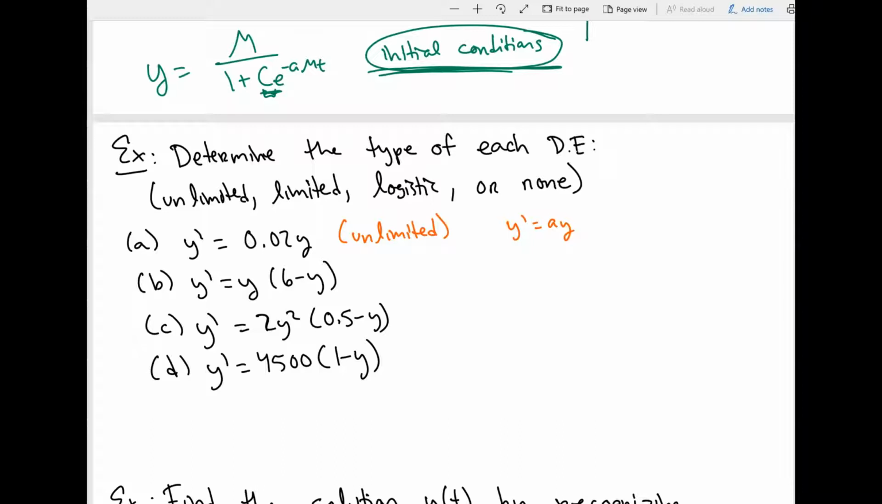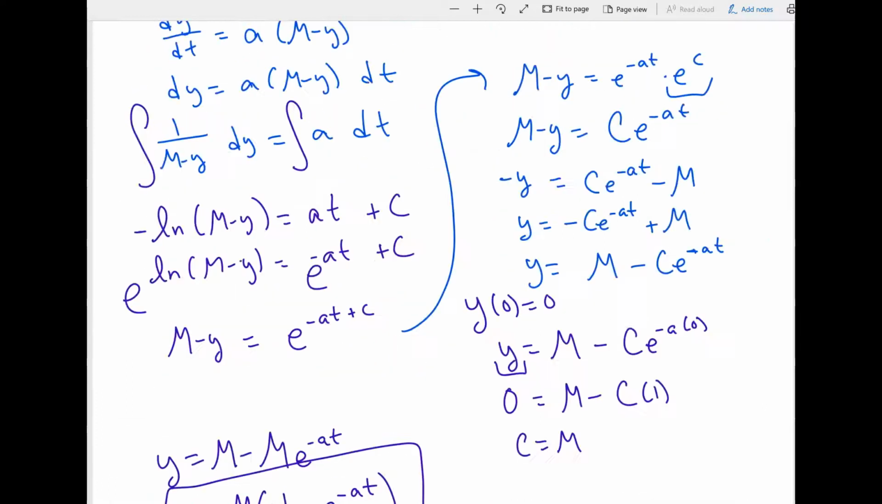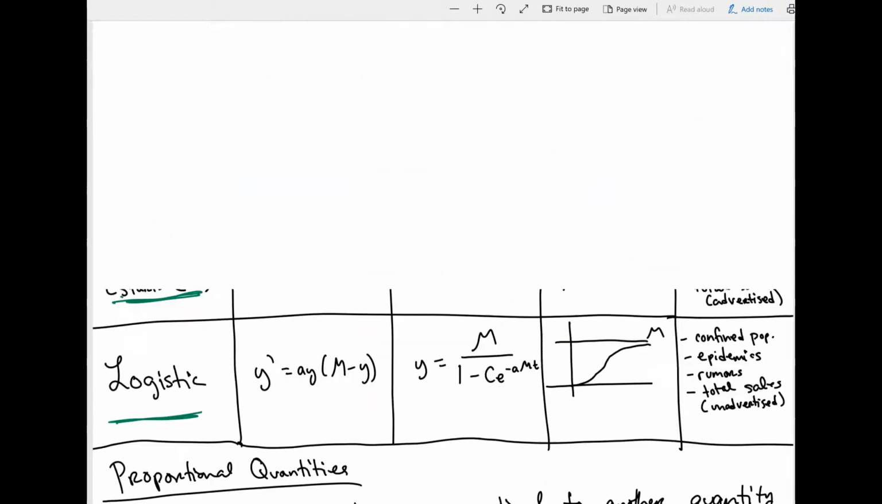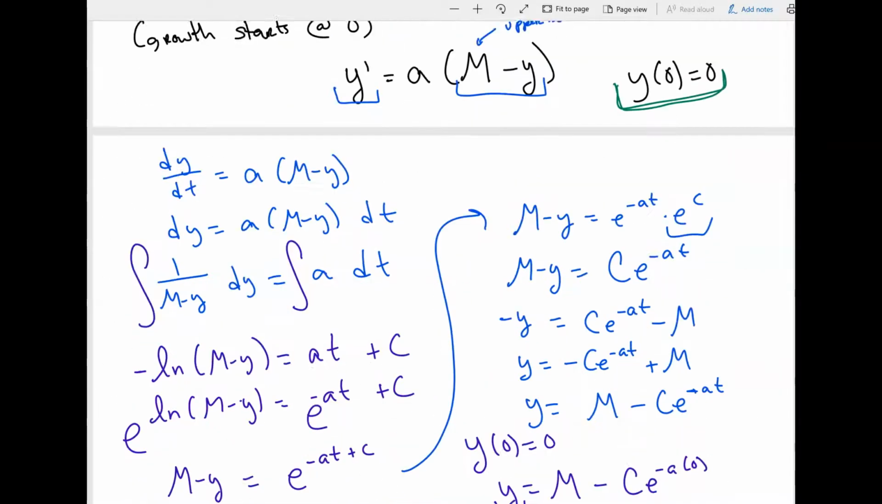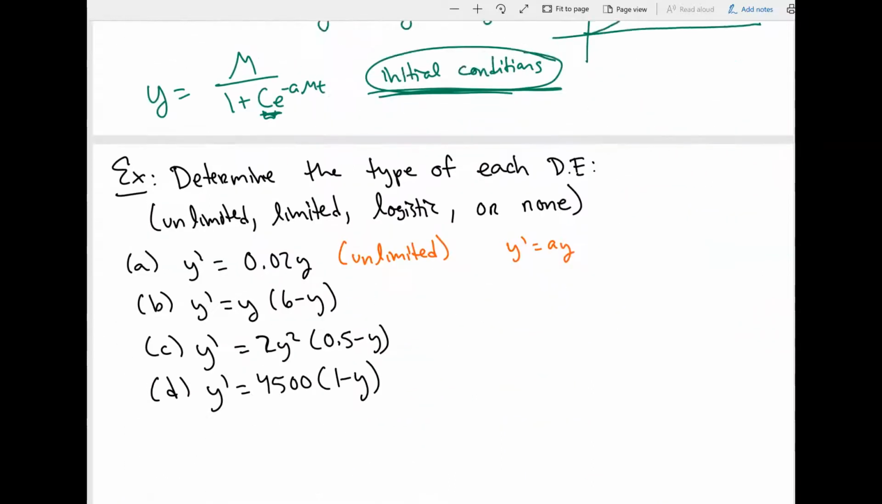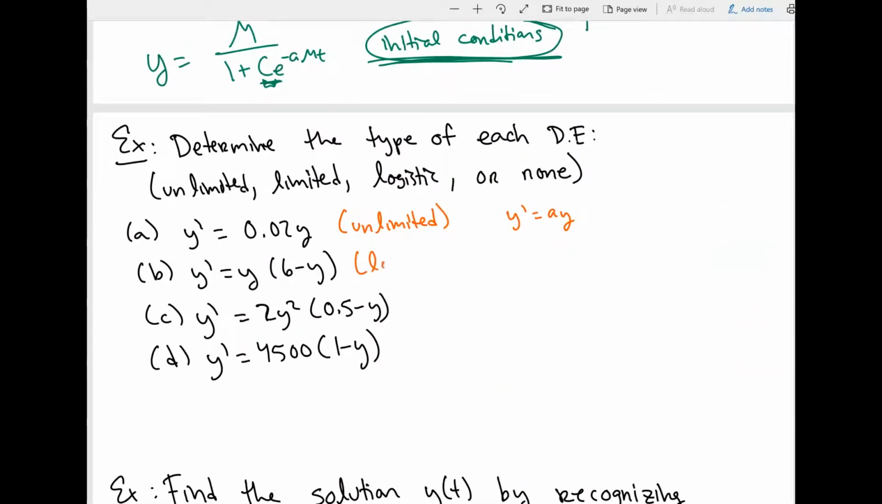Now, what about part B? Part B says y prime equals y times (6 minus y). You can see that you have a y on the outside and a y on the inside. So this is either going to be logistic or limited. If we go back up to our little chart, you can see that the only one that has a y on the outside is the logistic. The limited doesn't have a y. That's how you can differentiate between the two. So in this case, because there was a y outside, this one would be considered logistic.